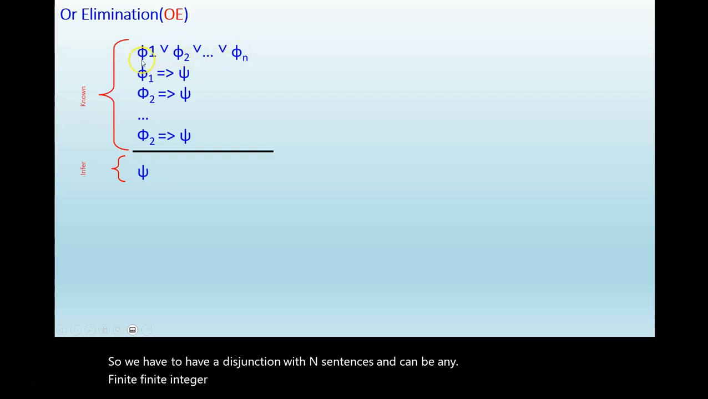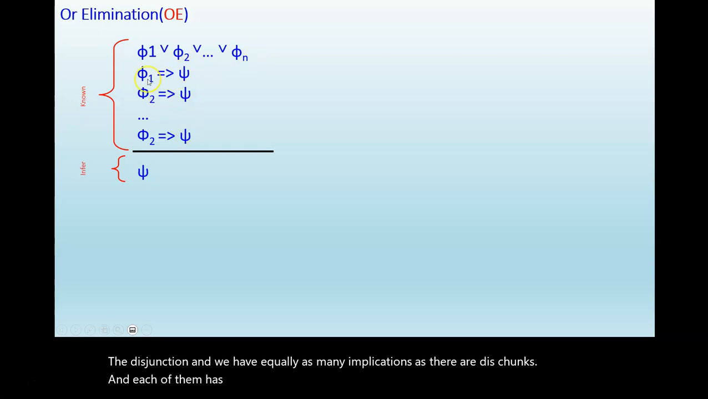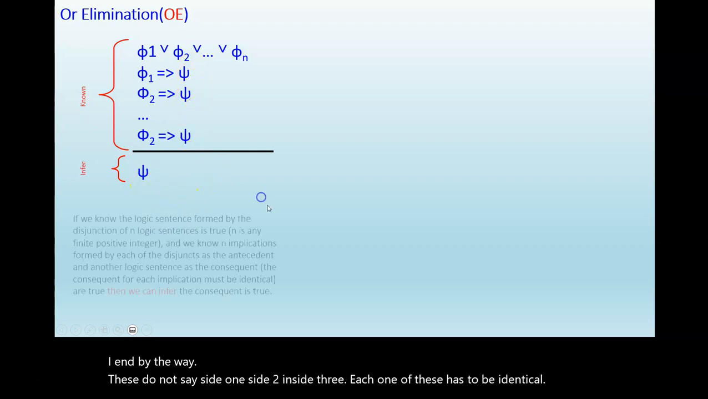So the disjunction, and we have equally as many implications as there are disjuncts, and each of them has the same conclusion. So notice that this says phi 1 and phi 2. This should say phi n, by the way. These do not say psi 1, psi 2, and psi 3. Each one of these has to be identical. Then we can conclude phi.